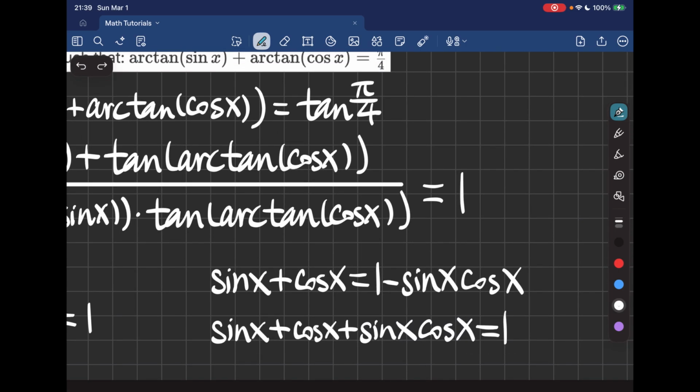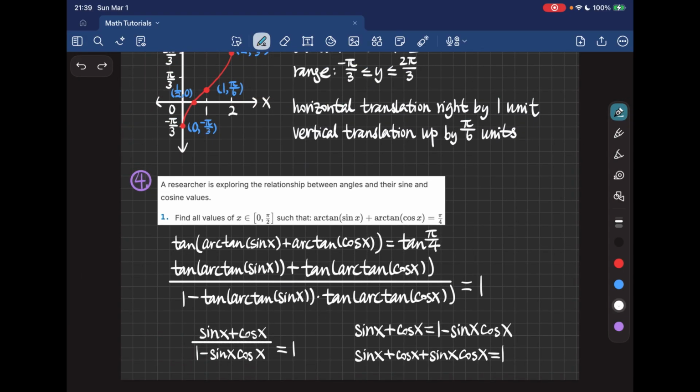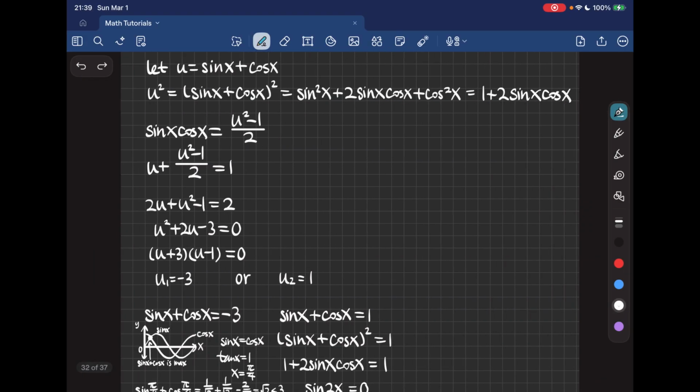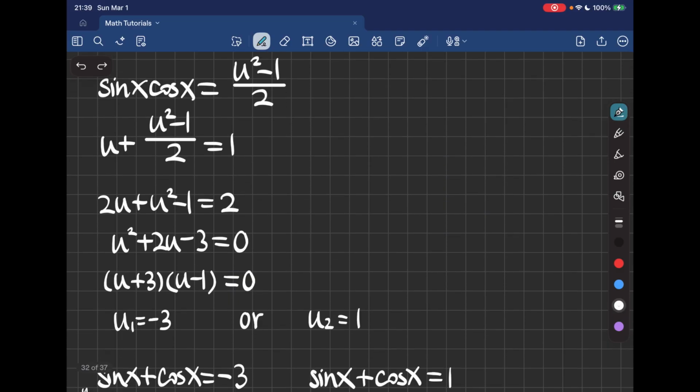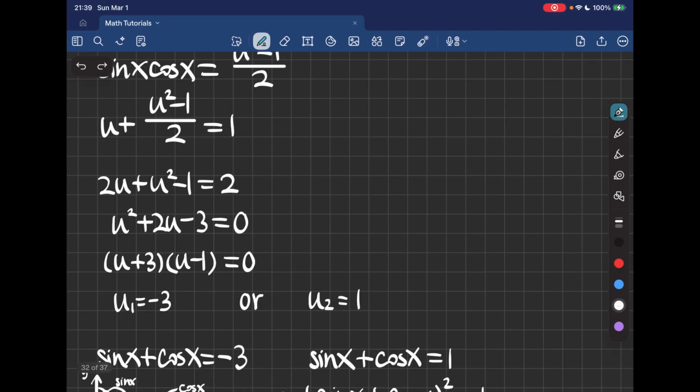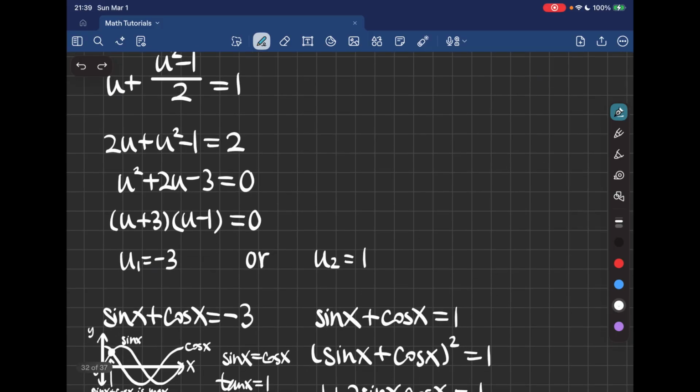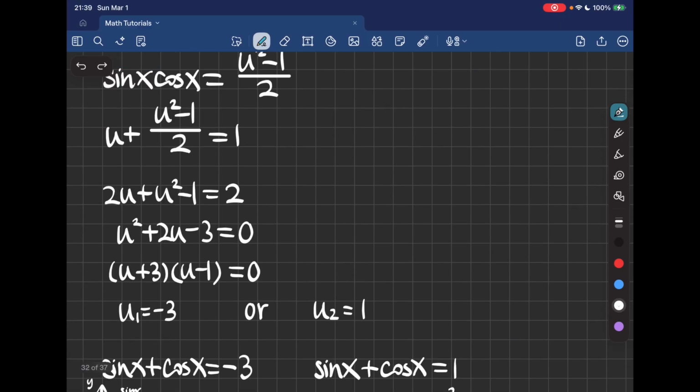So now we can simply write u plus (u squared minus 1) over 2 equals 1. So now we only have u and some numbers, and we can figure out u easily, and then substitute back sine x plus cosine x to solve for x, right?